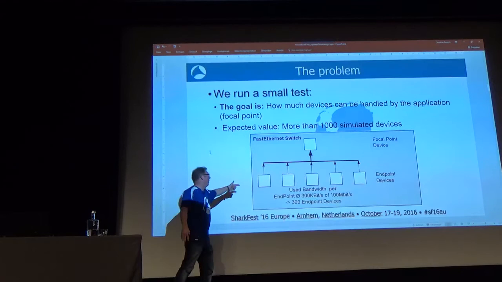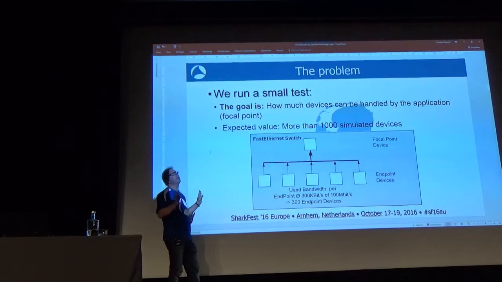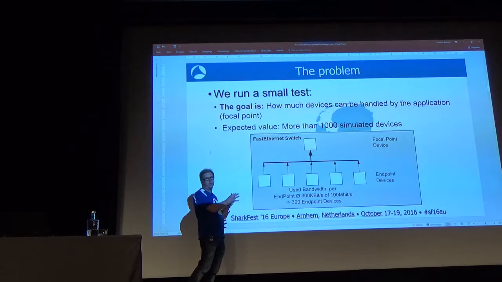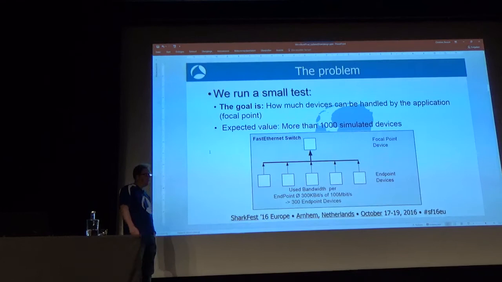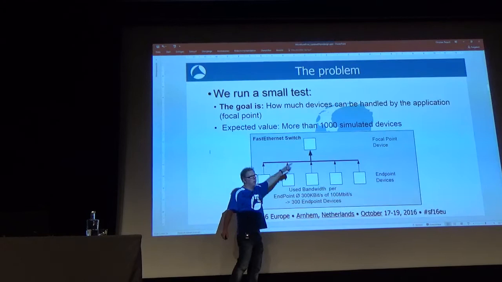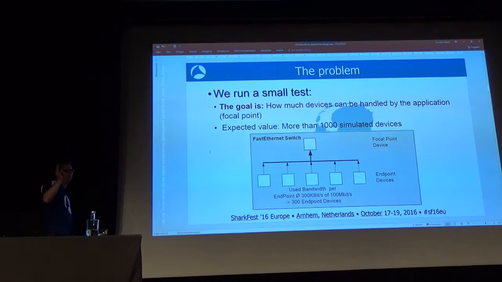One switch with Fast Ethernet, and the backplane is not the problem. The switch has full wire speed switching capacity. Okay? In every port, we attached application-based traffic generators, and traffic goes to one destination port. So we expected that 1,000 devices could be handled by the application.